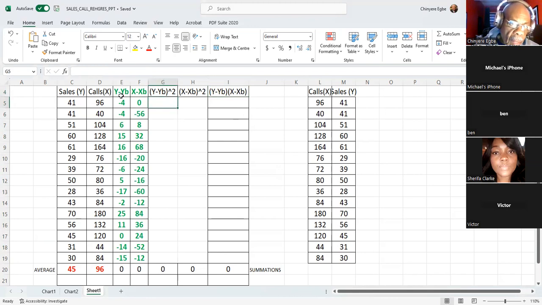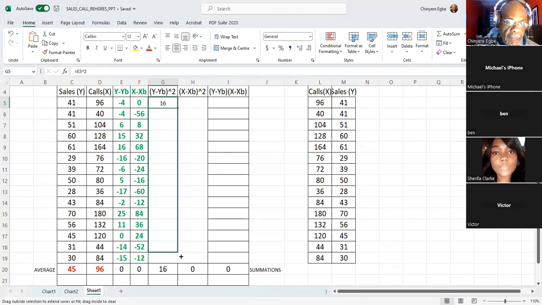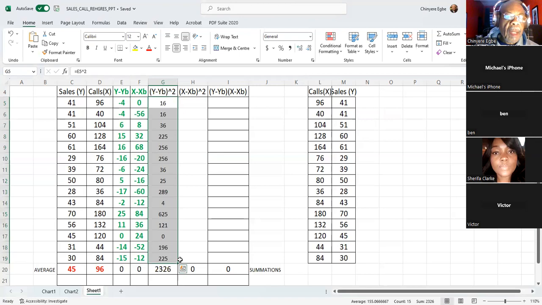So you take every Y minus Y bar, that is every Y deviation from the mean, and you square it, multiply by itself. So that will be equal to E5 to the power 2. All right. We're going to need that. This is why I'm doing it. All right. We're going to need it.